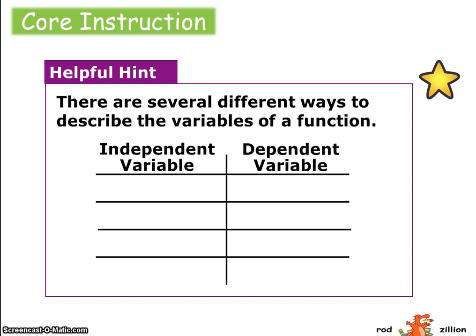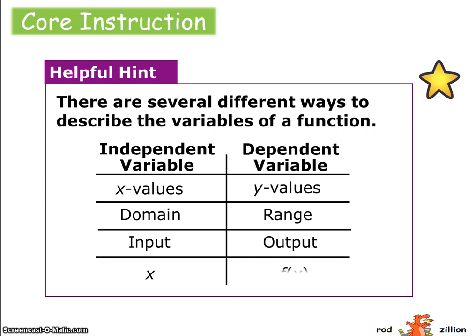Little helpful hint. There are several different ways to describe the variables of a function. Independent variables can be referred to as the x values, the domain, the input, and the x, whereas the dependent variables can be referred to as y values, range, output, and f of x.